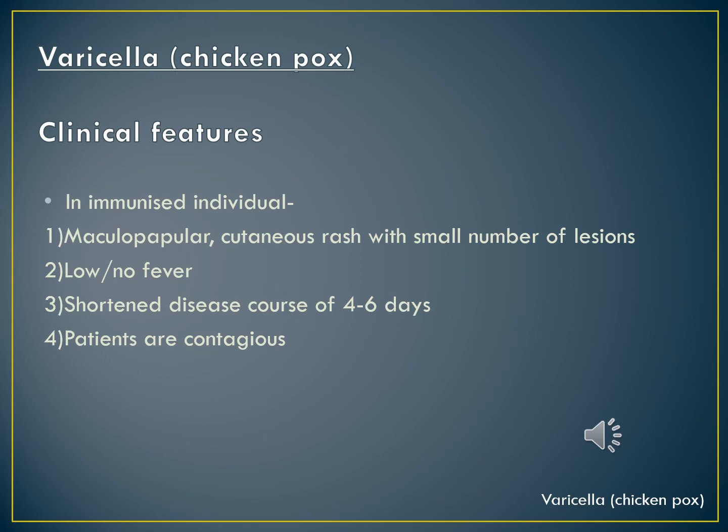Varicella, also known as chickenpox, has the following clinical features. In immunized individuals, it represents breakthrough infection, which means infection with wild-type virus in a previously immunized patient. So we can see a maculopapular cutaneous rash with a small number of lesions, low or no fever, and a shortened disease course of 4 to 6 days. Patients are contagious until no new lesions appear within a 24-hour period.